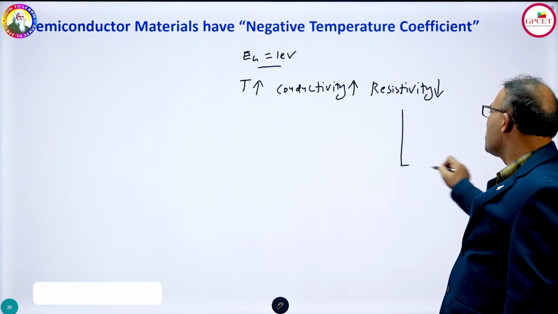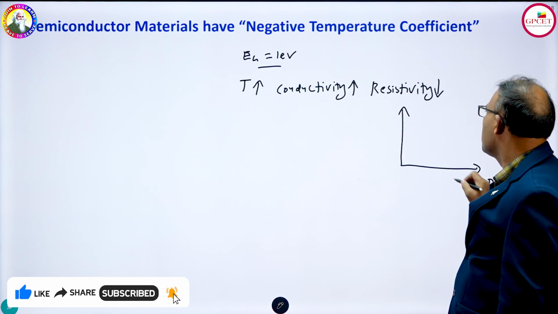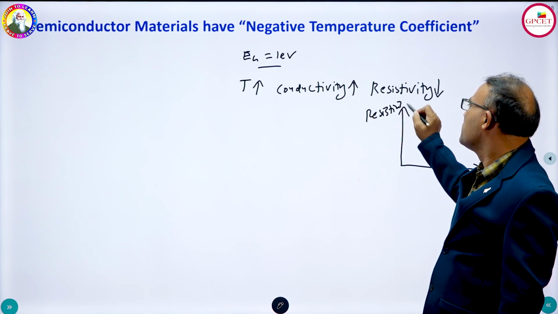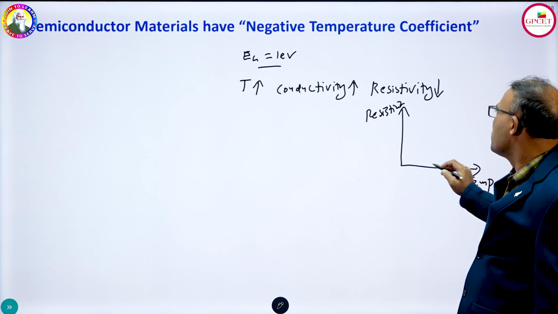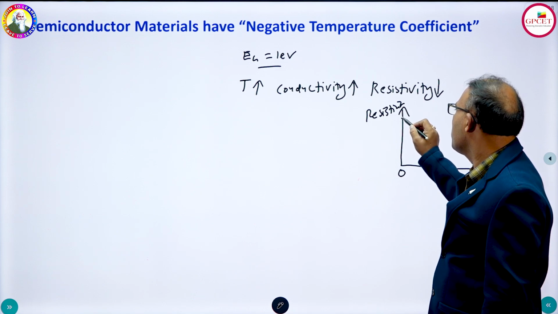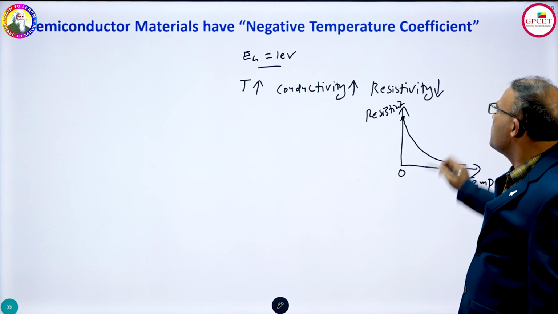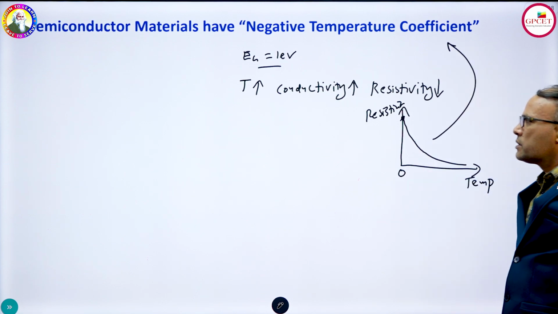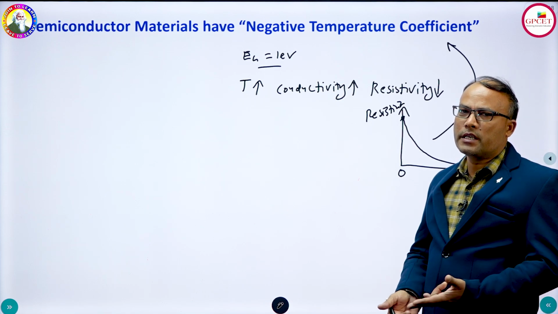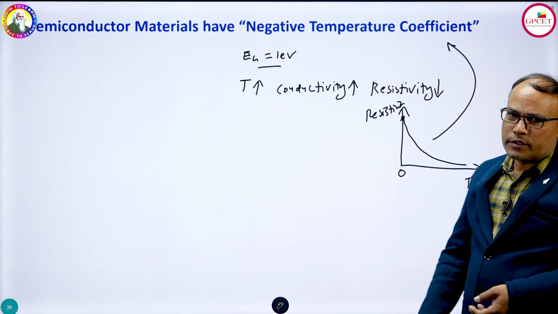So if you consider here temperature and here resistivity, as temperature is increasing, what about the resistance? At a temperature of 0 degrees Kelvin you have the highest resistivity, and then it decreases like this. This is called negative temperature coefficient, because conductivity increases and resistivity decreases as temperature increases. So all semiconductors possess negative temperature coefficients, right?